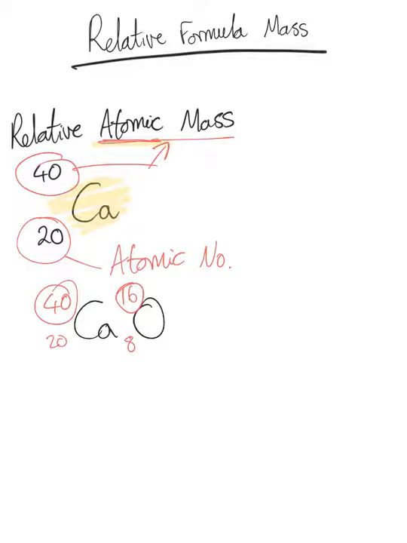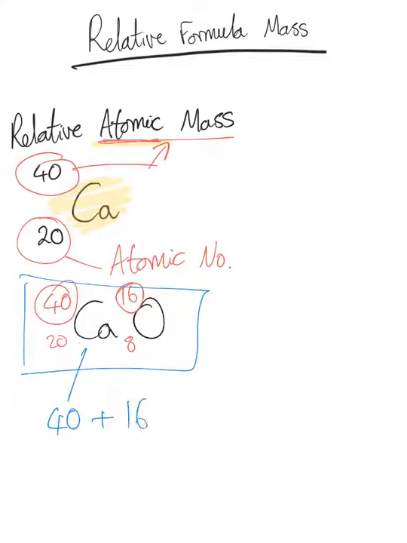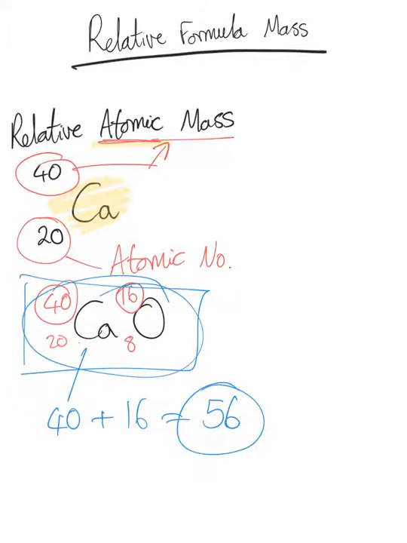Now what we can tell about this whole compound is that there's one atom of calcium and one atom of oxygen. So to work out the formula mass of the whole thing, all I'm going to do is do 40, because that's the mass of the calcium, add 16, because that's the mass of the oxygen, to make 56. So the total formula mass of all of this calcium oxide is 56.